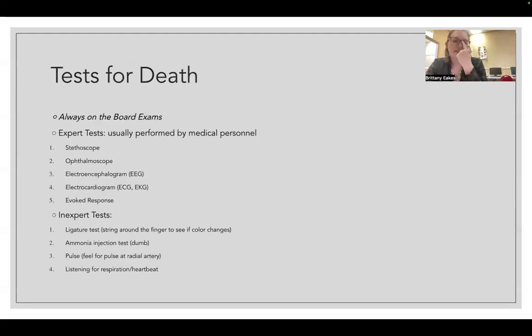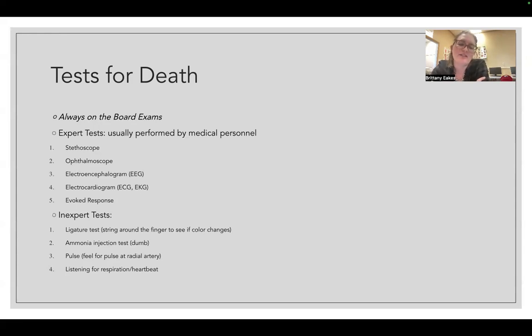For tests of death, take that with a grain of salt. I don't see the test every year, but I just like to say that, so students will be prepared. Know the difference between an expert test of death and an inexpert test of death. Expert tests are performed by medical professionals. This includes stethoscope, ophthalmoscope, EEG, ECG, EKG, and an evoked response, meaning the body actually responds.